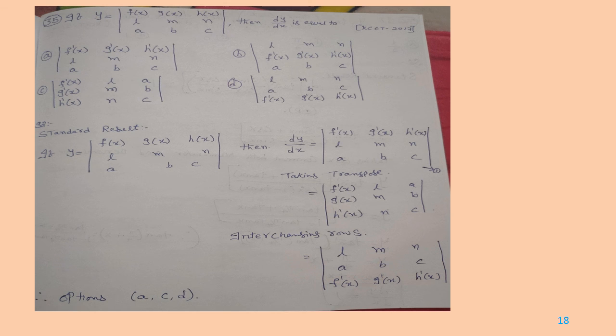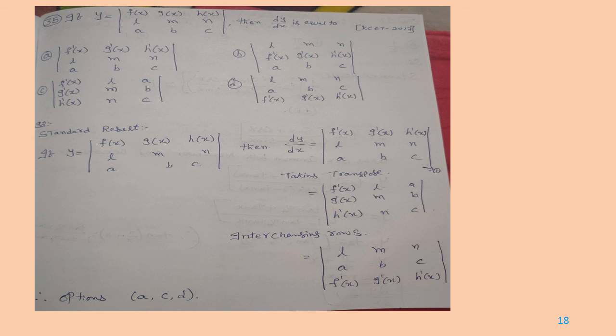Here if y equals the determinant with rows f of x, g of x, h of x; L, M, N; A, B, C, then dy by dx is equal to, which was asked in the year 2017. See, here we have a standard result: dy by dx will be obtained only by differentiating the functions. So it will be the determinant with rows f dash x, g dash x, h dash x; L, M, N; A, B, C. Taking it as equation 1, if you take the transpose, it will become the determinant with rows f dash x, L, A; g dash x, M, B; h dash x, N, C.